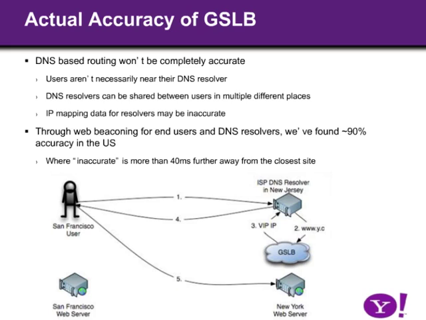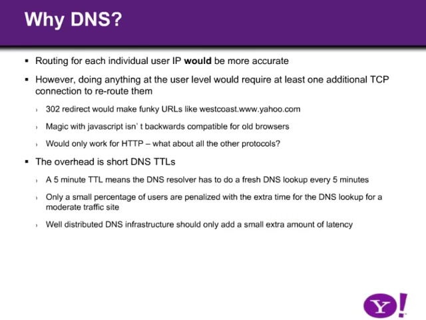One of the big questions that pops up with doing this kind of routing is, why would I do this at DNS? I just talked about some of the reasons why it would be inaccurate. But there are alternative ways to do it. One of the options would be, I could do a 302 redirect on HTTP pages. So you go to that page and it redirects you to the right close server directly based upon that user's IP address. That would end up with me having funky, weird URLs.